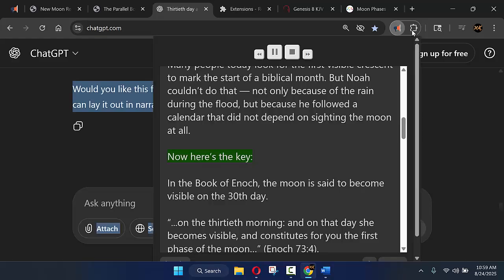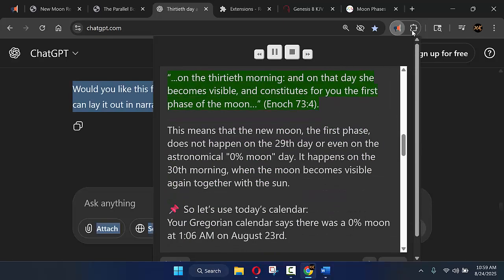Now here's the key. In the book of Enoch, the moon is said to become visible on the 30th day. On the 30th morning, and on that day she becomes visible, and constitutes for you the first phase of the moon. Enoch 73:4. This means that the new moon, the first phase, does not happen on the 29th day or even on the astronomical 0% moon day. It happens on the 30th morning, when the moon becomes visible again together with the sun.